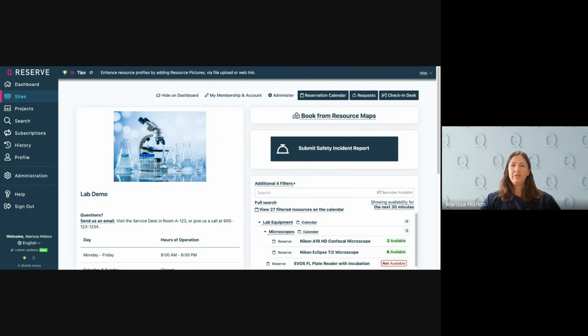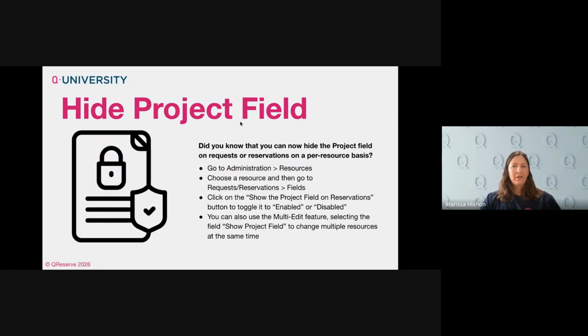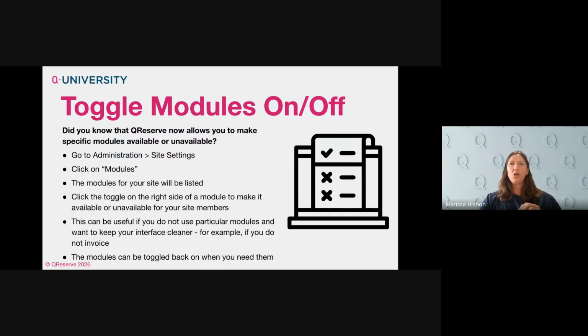Let's take a look at something else. So our next one is toggling modules on or off. In QReserve, a module is if you're in your administration tab and you see the different options that you have in your left side menu, those are your modules. So for example, kiosks or projects or invoicing, those are all modules in QReserve, and that's what we call them. But did you know that you have the ability now to toggle modules on or off in your site to make them available or unavailable to your other administrators?